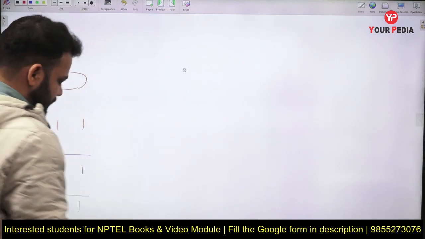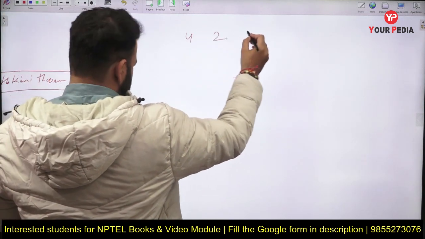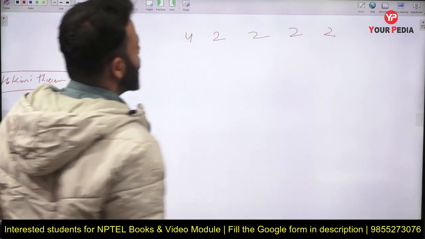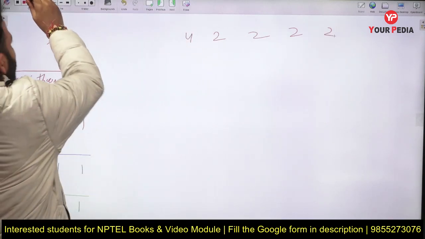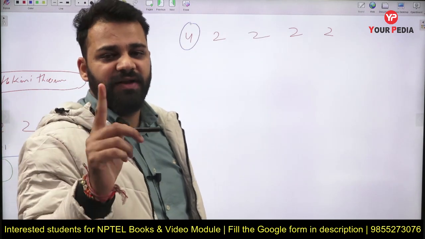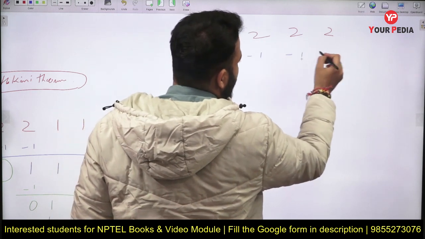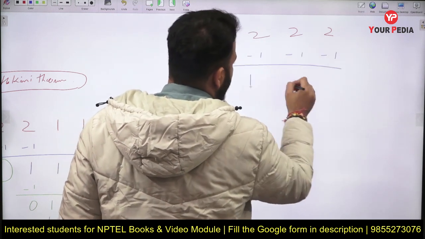Now we will try the next option. The next option is 4, 2, 2, 2, 2. Again, the first element here is 4. So you will subtract 1 from the next 4 elements. If you subtract 1 from the next 4 elements, you will get 1, 1, 1, 1.